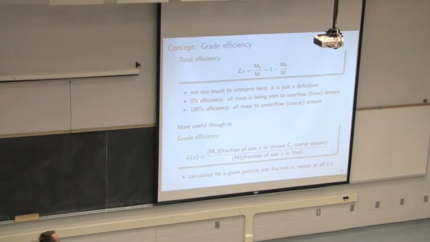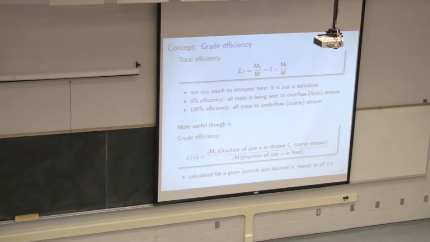If a cyclone is 100% efficient, then all your mass is going to the underflow, to the coarse stream, and your overflow stream is essentially air or fluid. So that's a 100% efficient cyclone. All your mass leaves in the coarse stream. You've totally separated your solids from your fluid phase. So the efficiency would be one, or 100%. All my mass is reporting to the underflow in the coarse stream. A 0% efficient cyclone would be very unusual, and that's where you're sending all your mass into the overflow, into the fines. So those are the two extremes, and we would have all sorts of numbers in between.